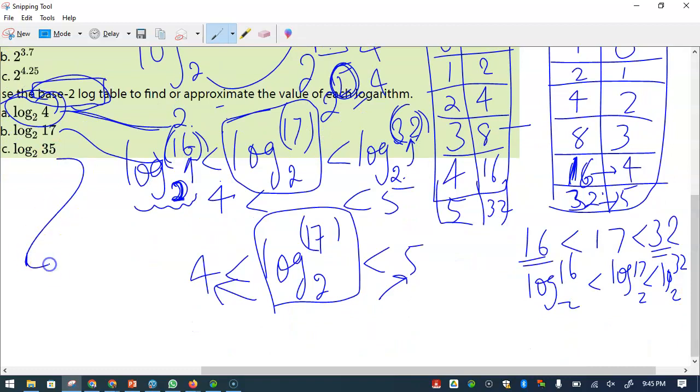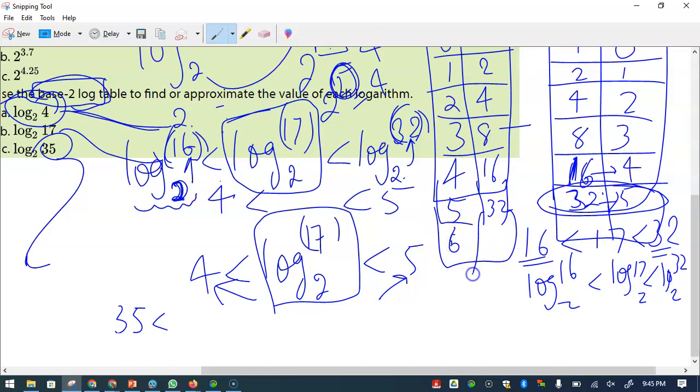And the last one is this 35. This 35 is between 32 and the next number I can think of, because if I take another 6 here, this will be 64.